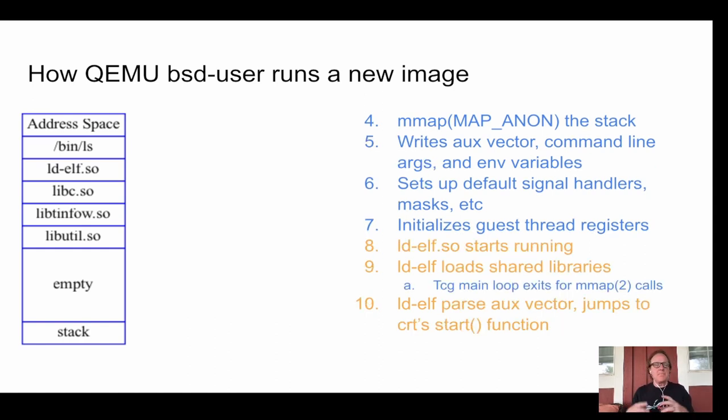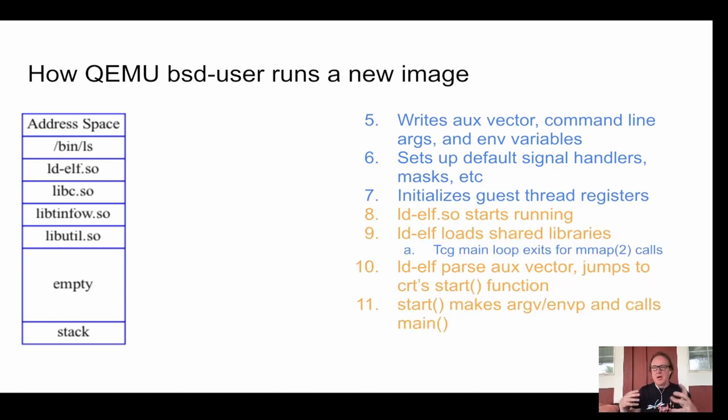It loads the same libraries in that were loaded in the native execution. And then it parses the vector and jumps to the C runtime, which then sets up the calls and calls main, and away we go. So it's fairly similar. There's a few differences. The differences become important when you're trying to debug or trace the binary. You'll see different system calls at different times than you would with a native binary.